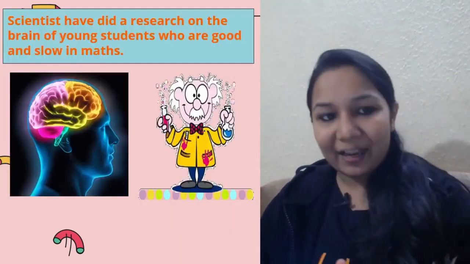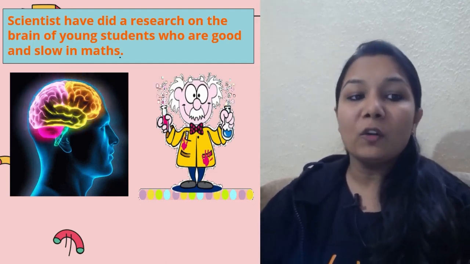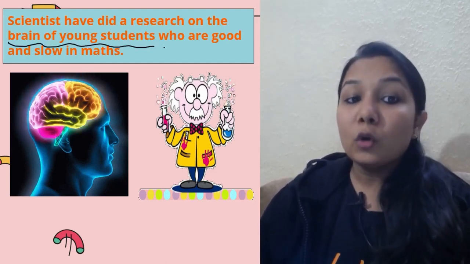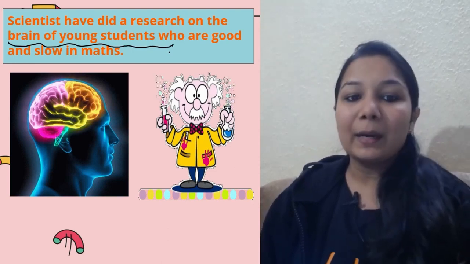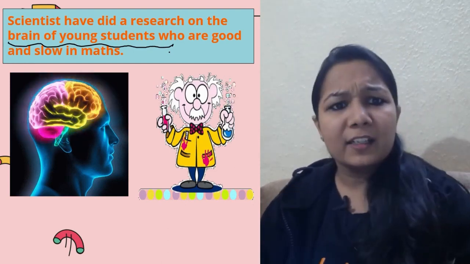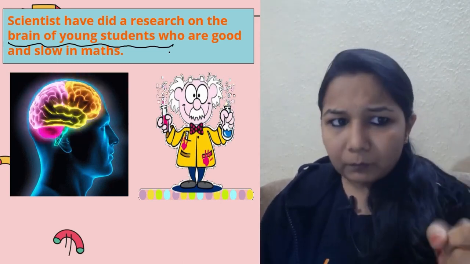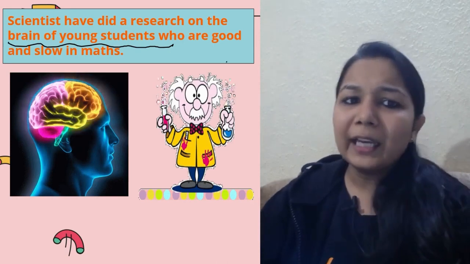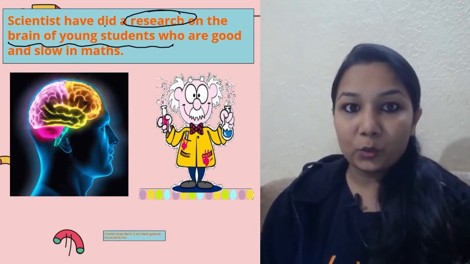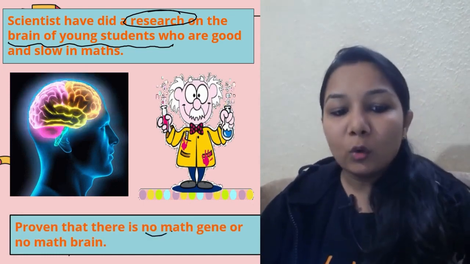So first thing I have got to know, bacha, that scientists have done a research on the brain of young students, right, who are good or fast in mathematics and who are slow. You know what was the result? Can you all guess? Yes, let me know in the comment box, guys, what can be the result? What can be the result of this research over there? Yes, it was that there is no such math gene or no math brain.